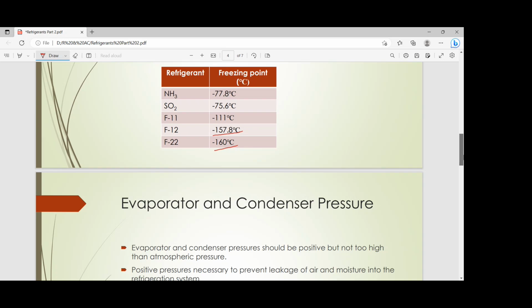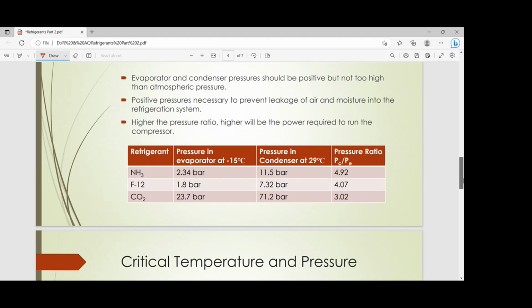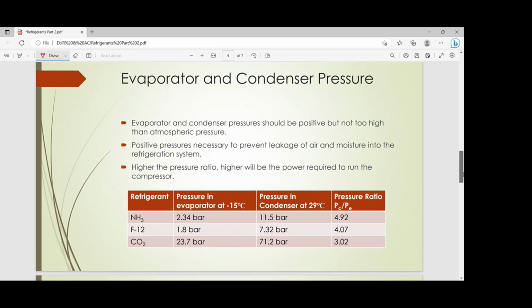So the boiling point is supposed to be low, the freezing point is also supposed to be low. Okay, and then the important criteria is the evaporator and condenser pressure. The evaporator and condenser pressure should be positive, which means it should have a positive value above 1 bar, obviously above the atmospheric pressure. But it should not be too high compared to the atmospheric pressure. The pressure should not be too high, and at the same time it should not be negative.